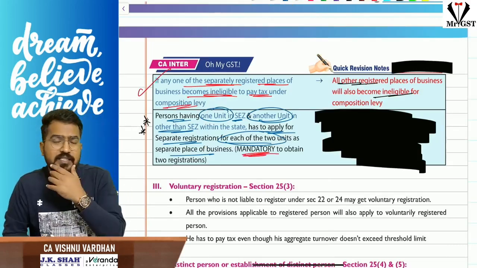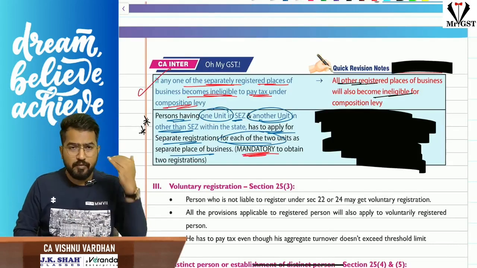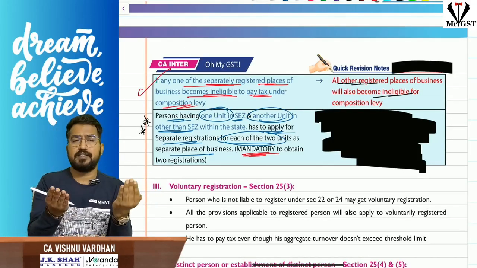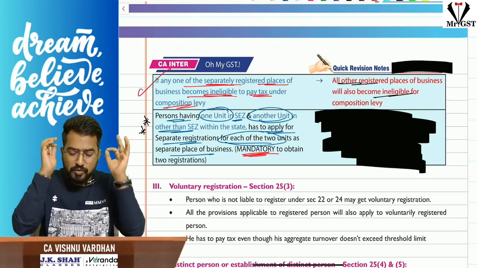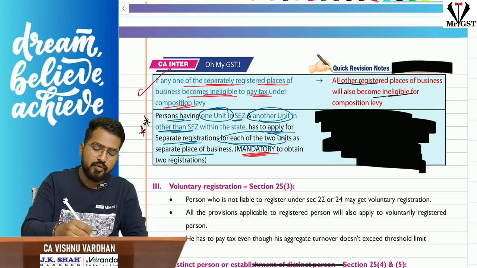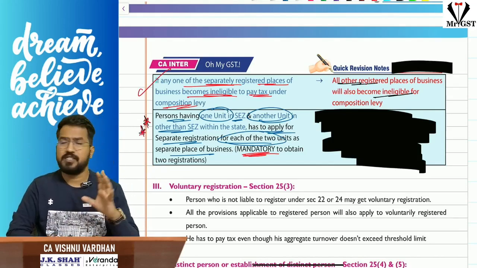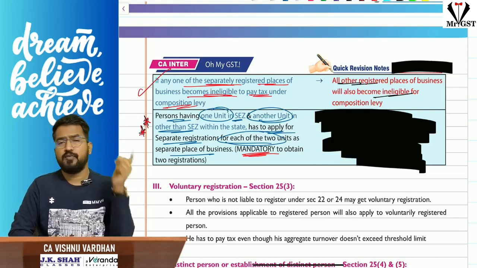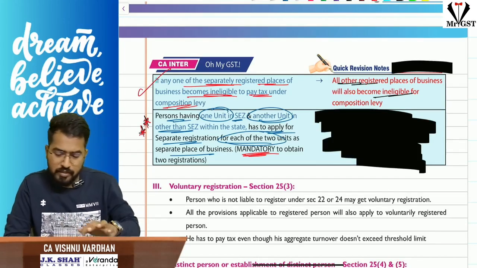That means, understand, in Tamil Nadu I am located in Chennai, having 1 unit outside an SEZ and 1 unit inside an SEZ, but both are in Chennai, both are in Tamil Nadu, the same state. Still I should definitely take 2 different registrations. Hope it is clear. If you have in the same state 1 unit in SEZ and 1 unit outside SEZ, definitely you should take GST registration. Okay, so that is the point.